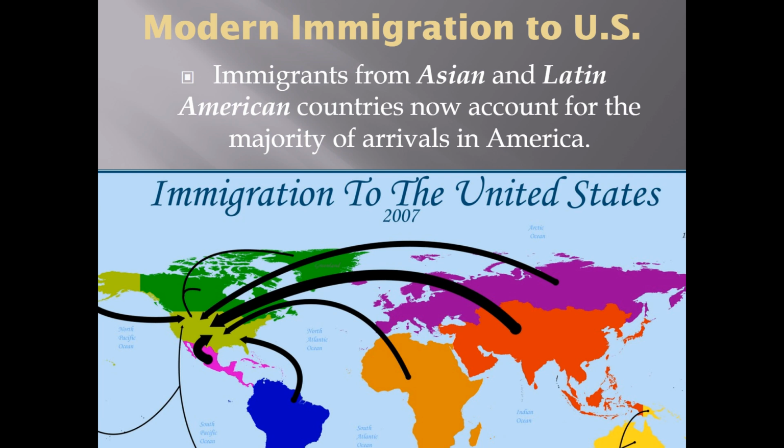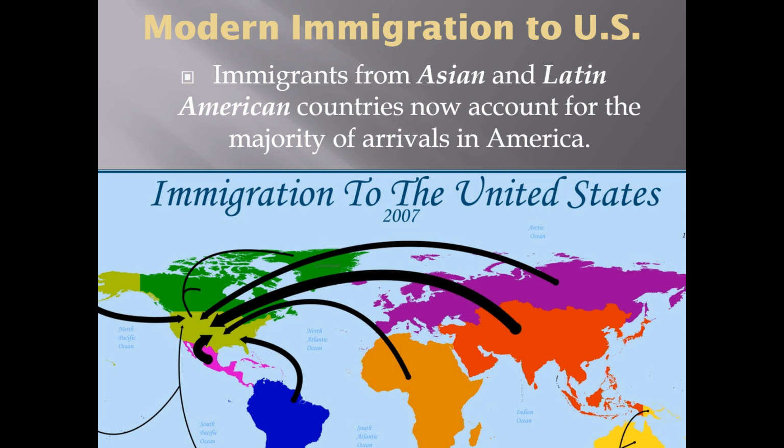In the 1960s, we got rid of those quota laws. We passed a new law called the Immigration Act of 1965, and we said, hey, we're going to accept anybody that wants to come, regardless of where they came from. Now, instead of having quotas that limit the number of people from specific countries, now we just have an overall limit.